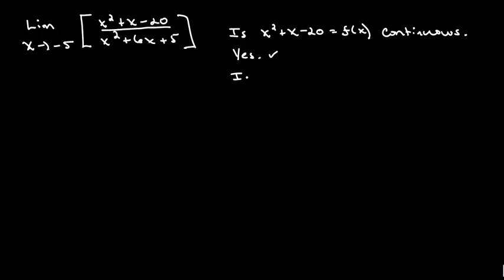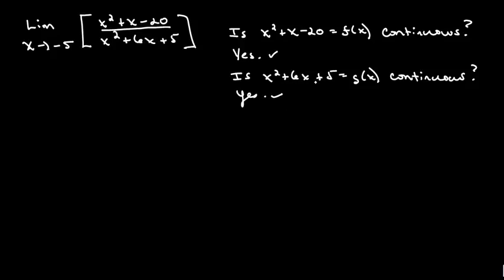Now let's ask the next question. Is x squared plus 6x plus 5 not equal to 0? We'll just call it g of x. It doesn't matter what we call it. Is that continuous? And the answer is yes, it also is, because again, it's a polynomial function, and polynomial functions are continuous. So both these functions are continuous.